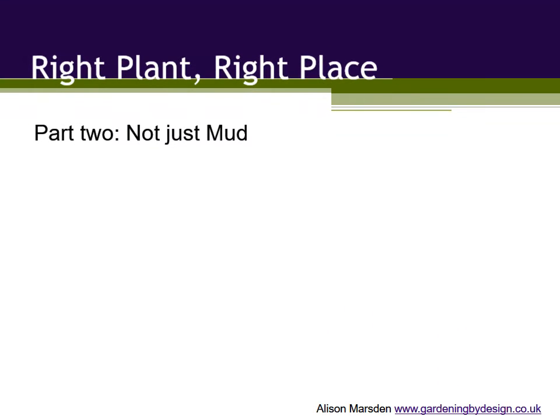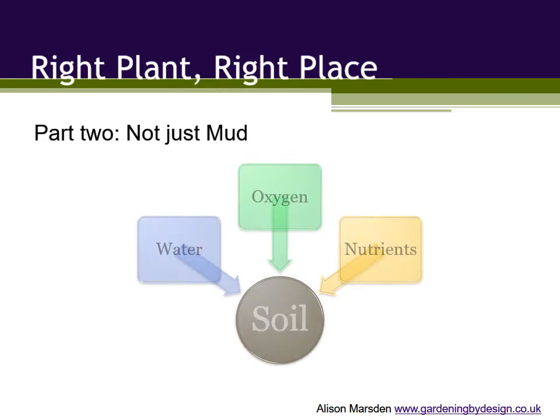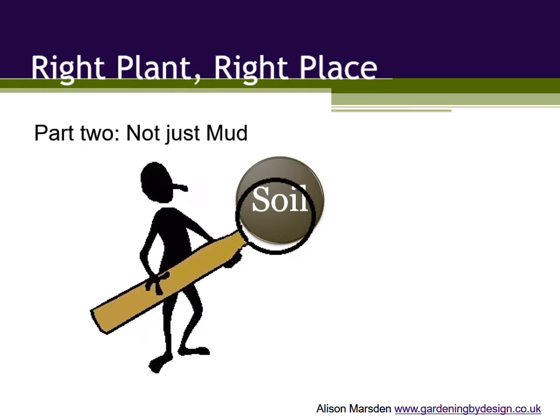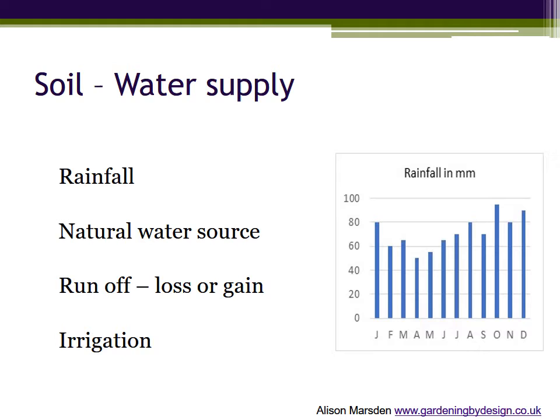Part 2, not just mud. You already know that plants take in water, oxygen and nutrients, and for most of the plants in our gardens, this means that the soil needs to contain these 3 things and make them available. So not surprisingly, we're looking at soil rather more closely to understand how the type, basically what it's made of, affects them, starting with water.